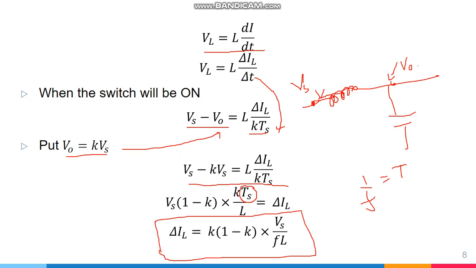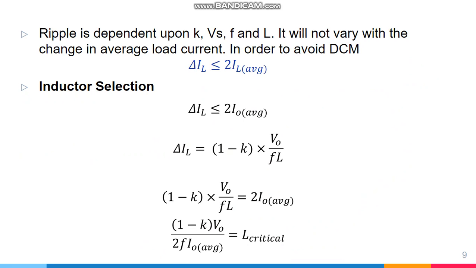So this equation gives us the information that the ripple delta IL across this inductor will depend on the duty cycle K, the supply voltage Vs, the switching frequency F of that switch S, and the value of the inductor. So it is dependent on these four factors: the value of the inductor itself, the switching frequency, the source voltage and the duty cycle.